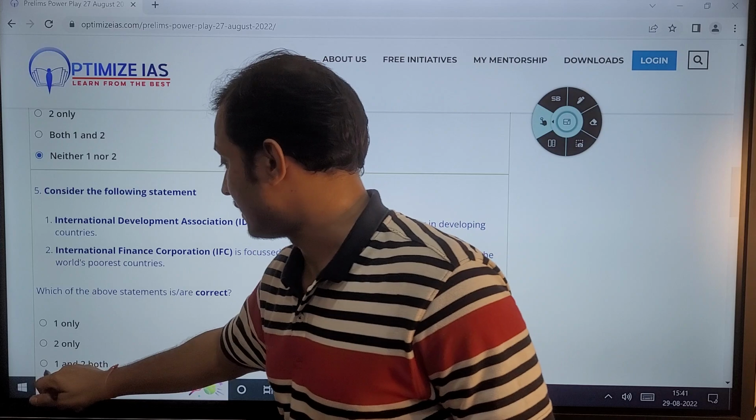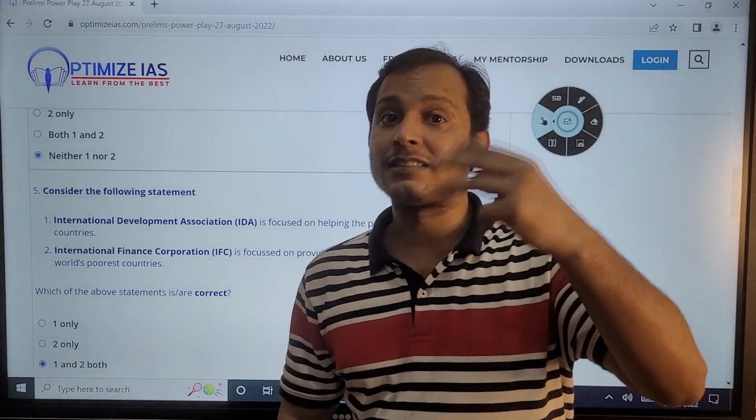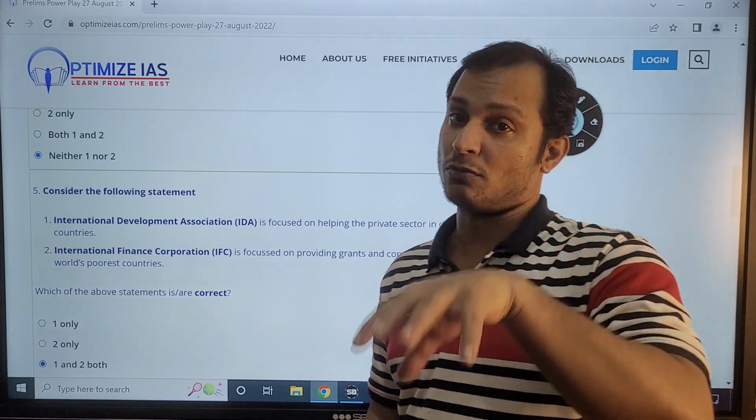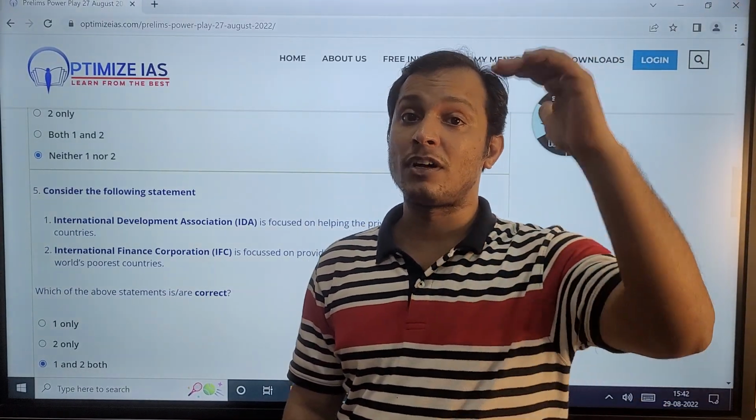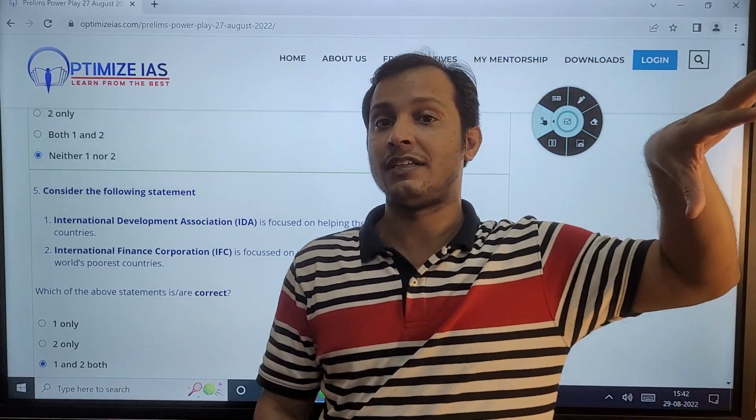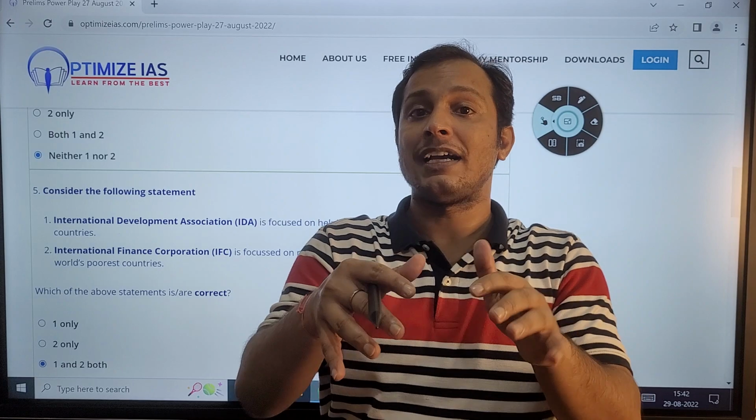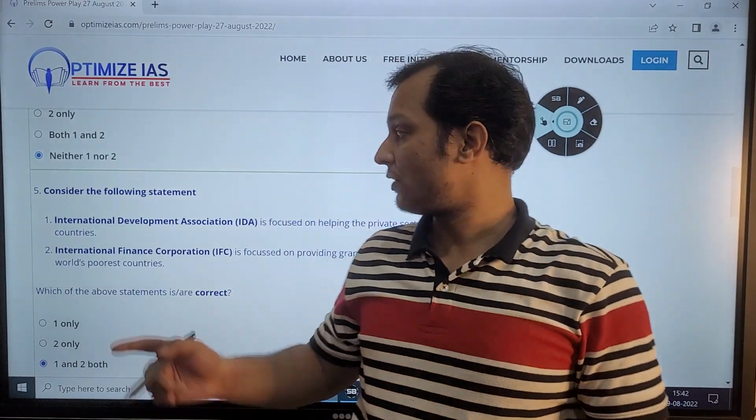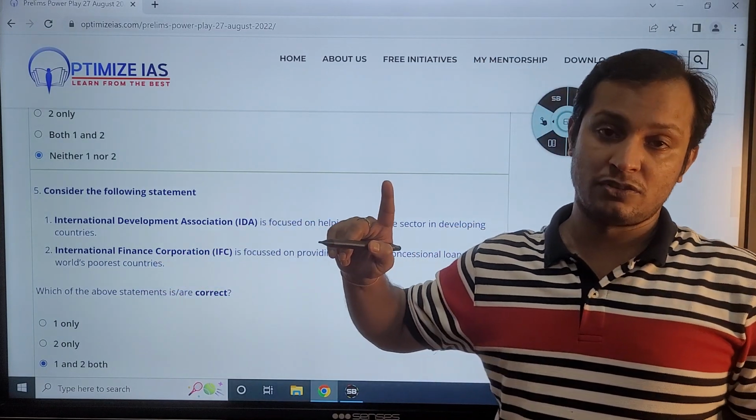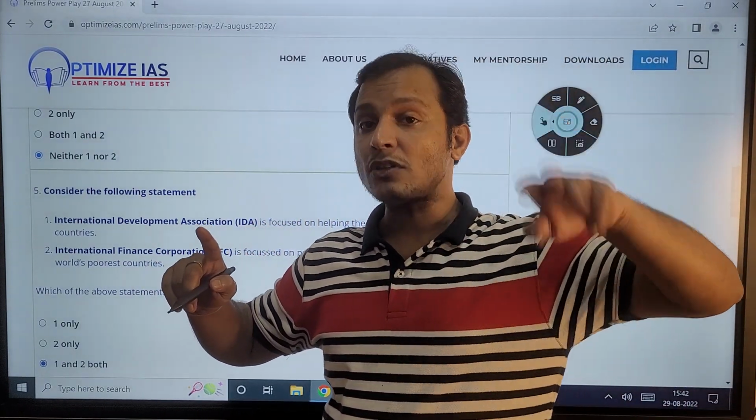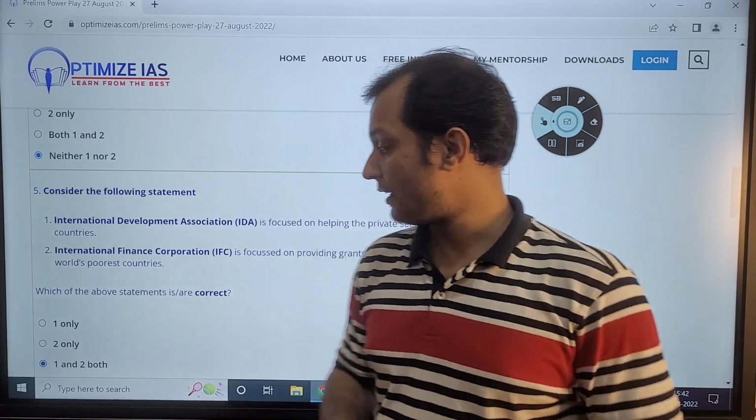Both statements are incorrect. Let me see how many of you name the other 3 organizations of the World Bank Group, because a question can come: which of the following constitutes the World Bank Group. See, World Bank is different and World Bank Group is different. World Bank Group includes the World Bank and also other organizations, for example International Development Association and International Finance Corporation. And there are 3 more organizations. You must name them in the comment box. Okay guys, let us see here.